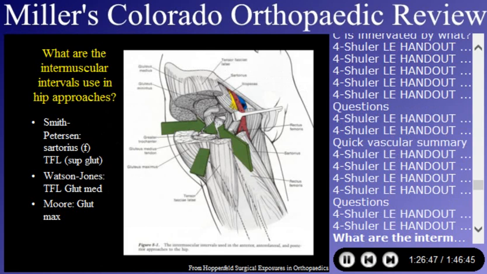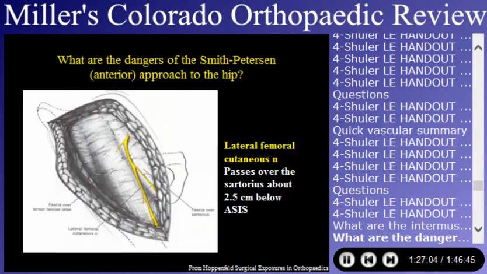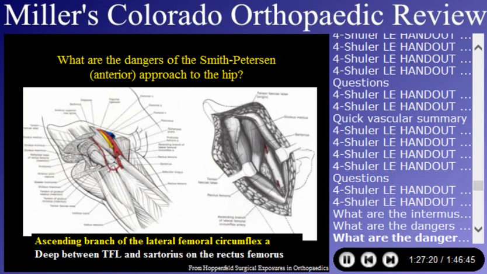Intermuscular intervals used in hip approaches. This is a summary diagram from Hoppenfeld's. We'll go over that. Smith-Petersen is now through the sartorius, femoral nerve, and the tensor fasciae latae, superior gluteal. Watson-Jones, tensor fasciae latae and gluteus medius. Moore goes right through the gluteus maximus. Danger of the Smith-Petersen approach, and this is directly from Hoppenfeld's also. First, the lateral femoral cutaneous nerve, 2.5 centimeters below the ASIS, directly over the sartorius. Next, the ascending branch of the lateral femoral circumflex artery. And that's the one you actually ligate, shown here in the diagram, directly from Hoppenfeld's.